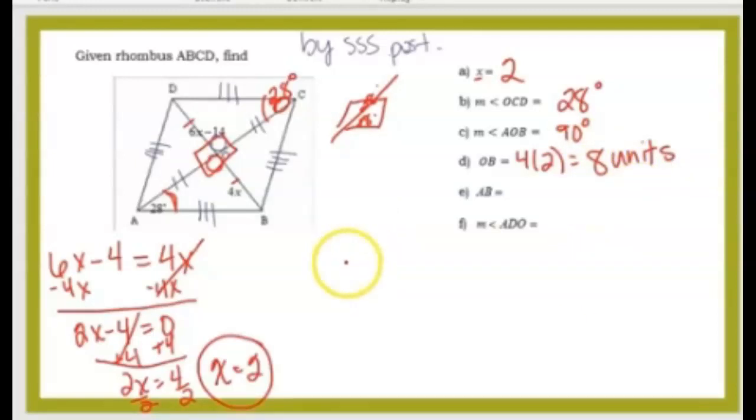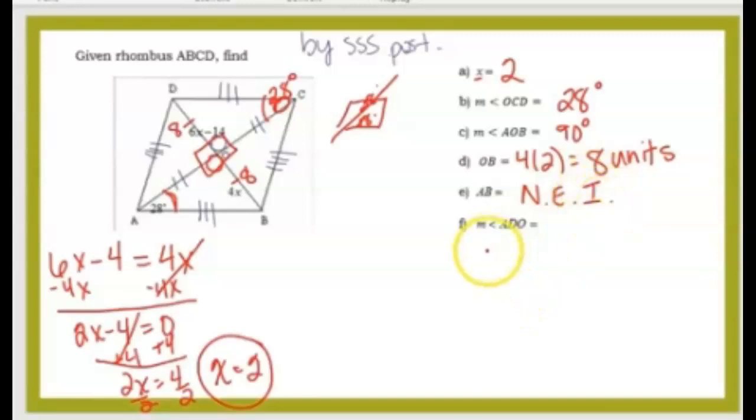Part E says to find AB. So when you're looking at AB, all we know is that this is 8 and this is 8. That's it. We only know one side length. So right now, there's not enough information to solve this. This is a right angle. We could talk about using the Pythagorean theorem, but we only know one side length. When we get to the end of semester 2, when we talk about trig, we could potentially use some trig functions to find this length AB. Yeah, we could definitely do that. But right now, we don't know, so we're going to say not enough information.